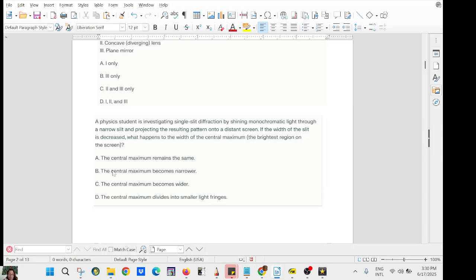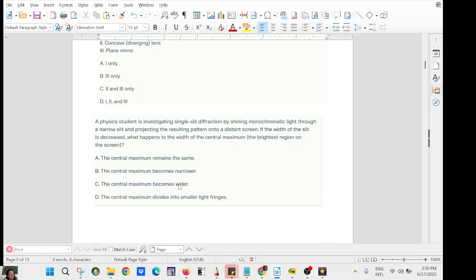So what happens if you decrease the width of the slit? The central maximum becomes wider. So C is the answer.